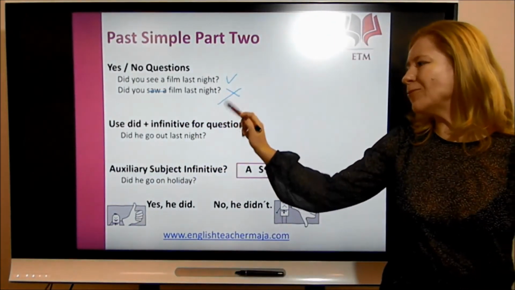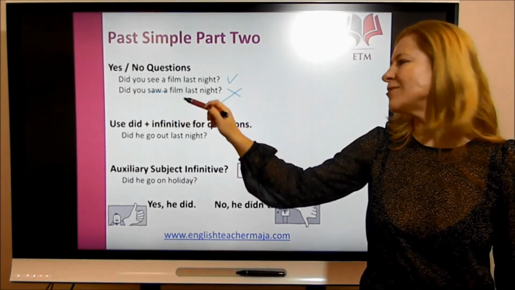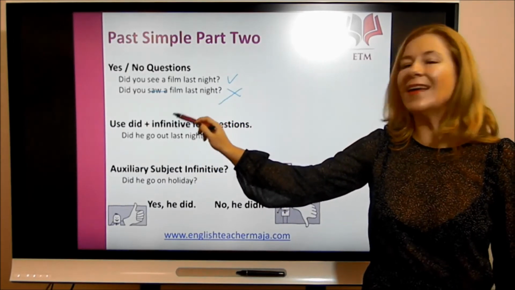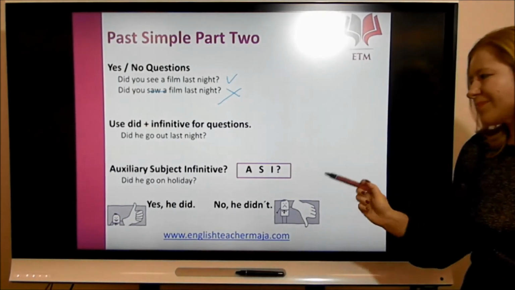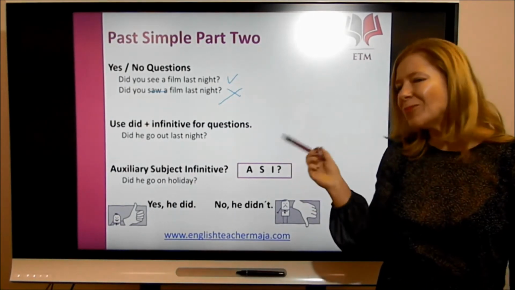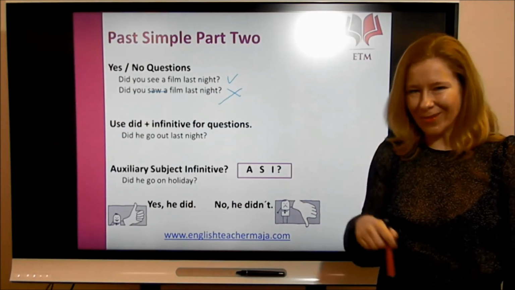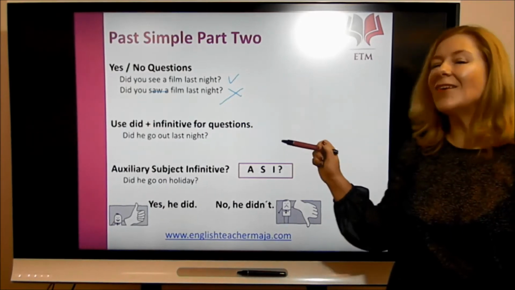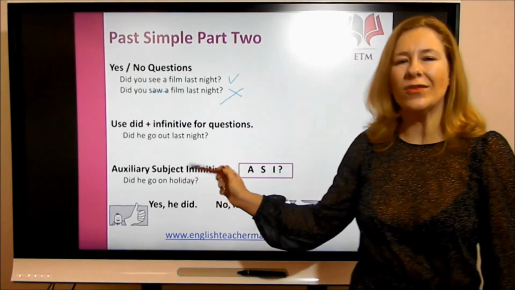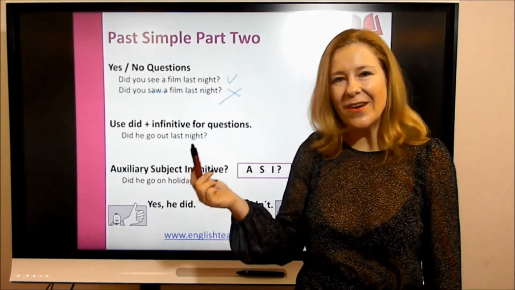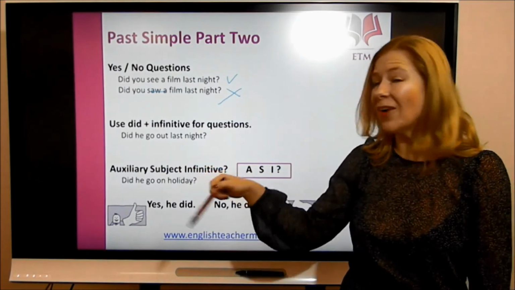Why? Because when we want to make a question in the past simple, we need the auxiliary did. And did is followed by the infinitive. Okay, so did he go out last night is a correct question. So I wrote a formula for you which should help you to memorize the correct word order in a question. So it's ASI. So auxiliary, subject, infinitive. Okay, so for example, did he go on holiday? Did is an auxiliary, he is a subject and go is the infinitive.